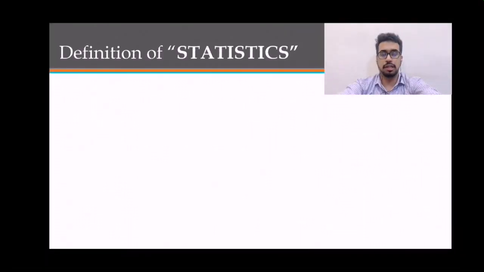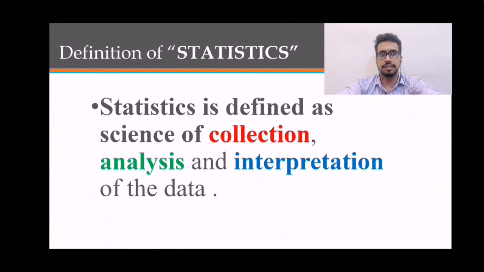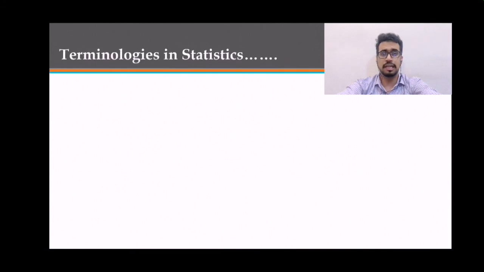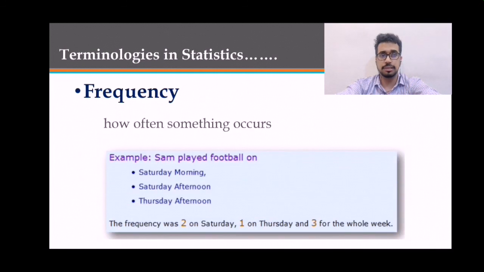Statistics is mainly about three things, that is collection, analysis and interpretation of the data. Now let us look at some basic terminologies in statistics, starting with frequency. Frequency is how often something occurs. Here is an example of Sam playing football twice on Saturday, once on Thursday and overall 3 times a week. Here the numbers 2, 1 and 3 represent the frequencies of his play during the week.